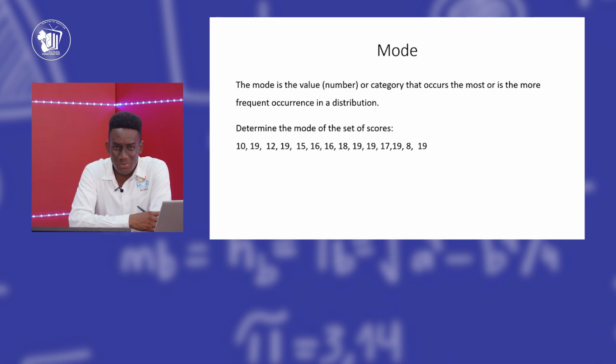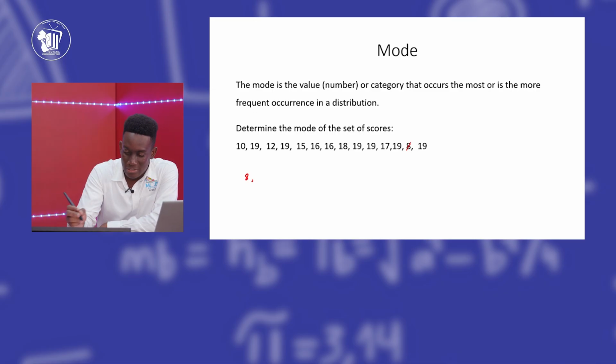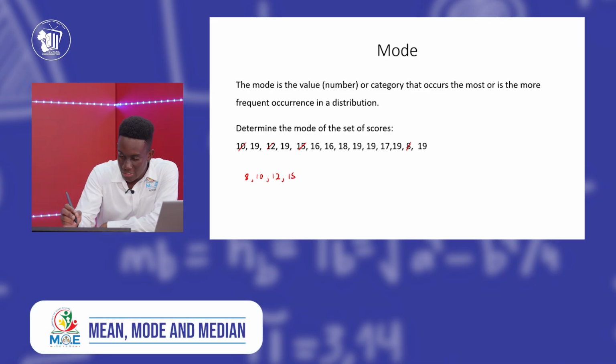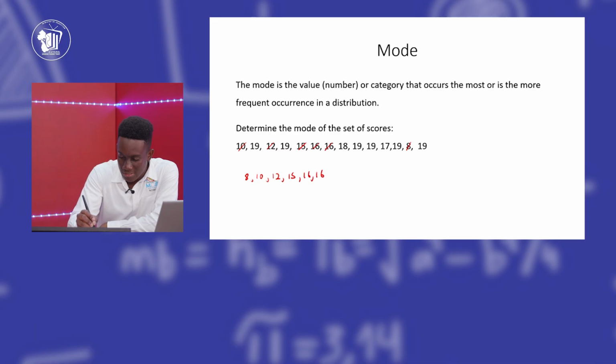So a nice way to do this is to arrange. You don't have to arrange, but when you arrange, it makes it easier to identify the mode. So let's arrange in ascending order. Let's go 8, followed by 10, followed by 12, followed by 15. Any more 15s? Followed by 16, 16, followed by 17, followed by 18.